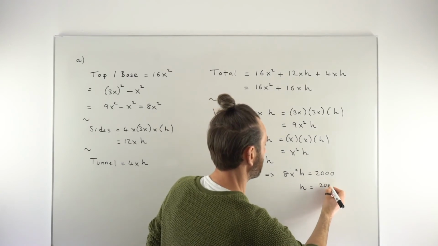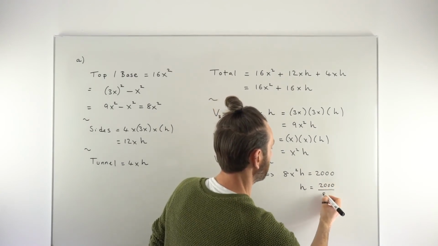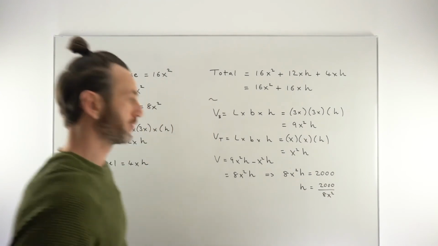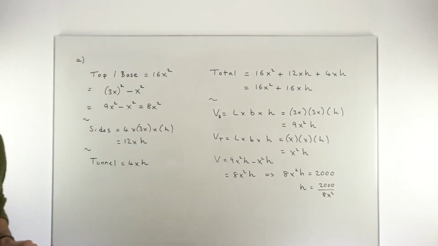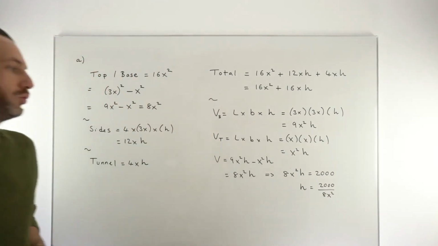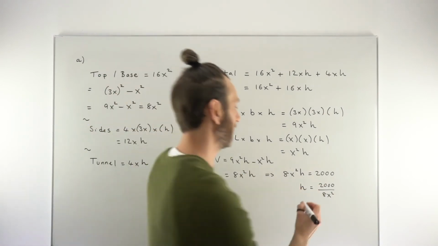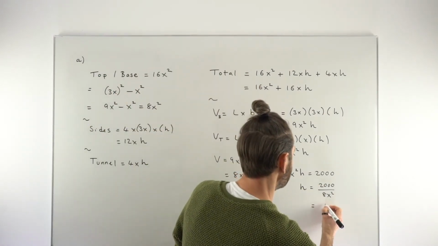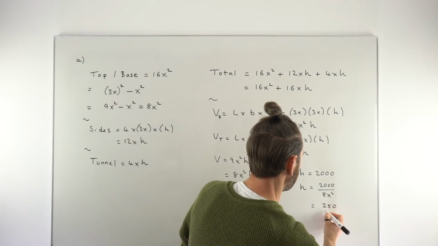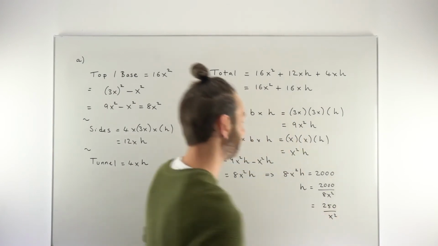So that's going to be 2000 divided by 8x squared. And again, I know this is not easy, and that would simplify down to give us 2000 divided by 8 is 250. So this would give us 250 over x squared.